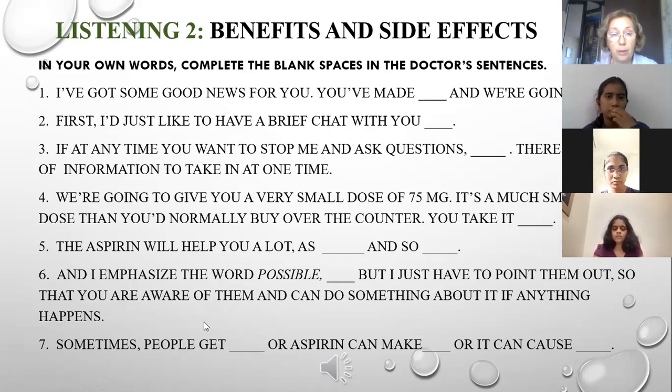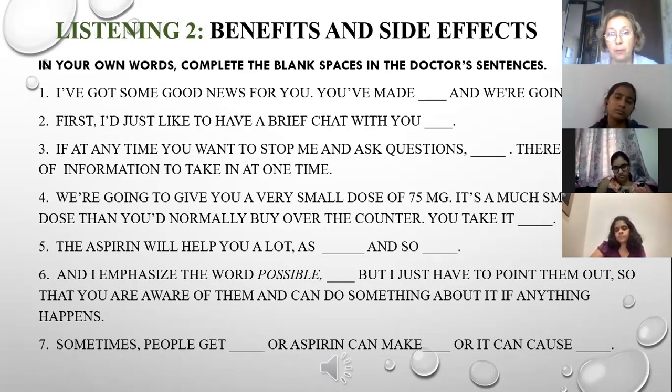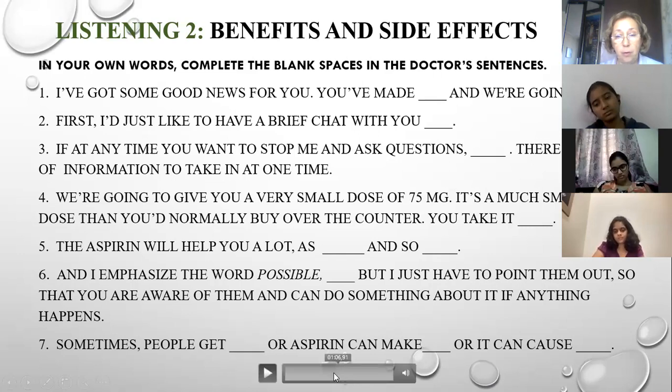Good. And the last sentence is for Mayuka, please. Sometimes people get headaches, or aspirin can make them feel dizzy, or it can cause nausea. Okay. So this is about side effects. And now we are going to listen to the information from the doctor and compare what we've written with what is said by the doctor now. Listening 2.